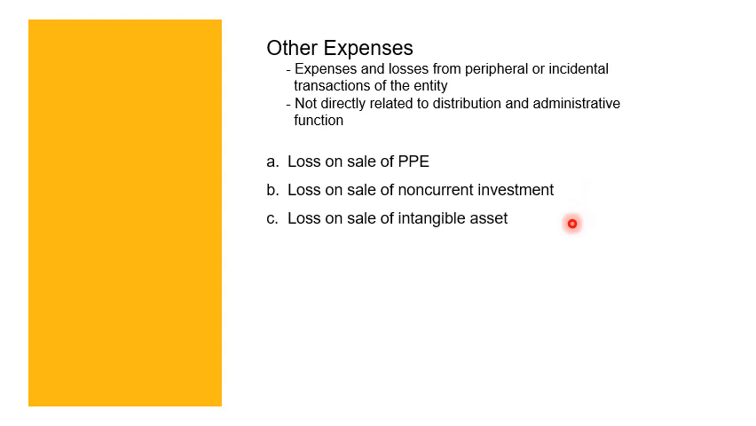Letter C, loss on sale of intangible asset. Diba, kung titingnan nyo, from peripheral or incidental transactions of an entity lang. Letter D, casualty loss. Let's say, nagka-fire, okay, lumindol, merong nasira, okay, so merong losses doon, so classified yun as other expenses. Letter E, expropriation loss.